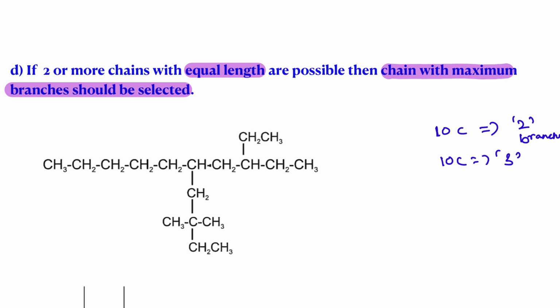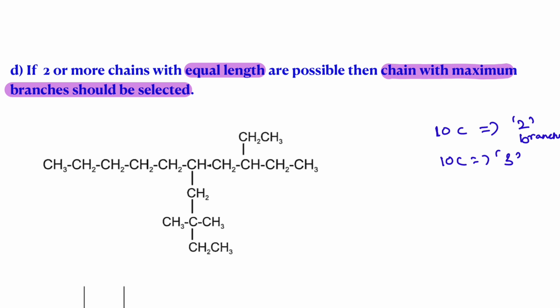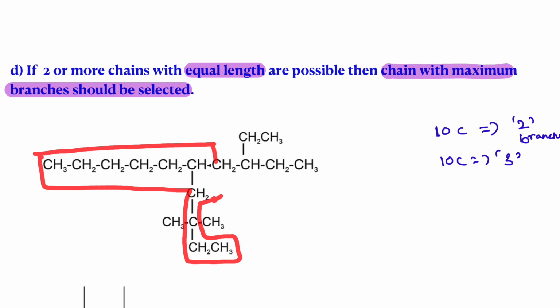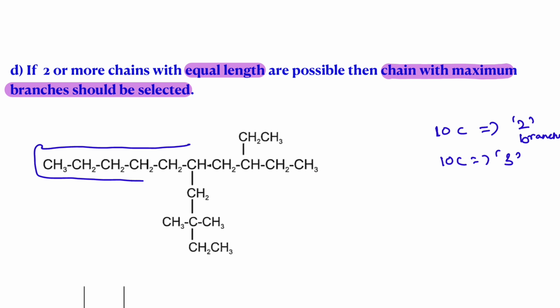If you take any other possibility, you may not get maximum number of carbon atoms, but still we have to check: 1, 2, 3, 4, 5, 6, 7, 8, 9 carbons. So this is a 10 carbon chain with the two branches we are getting. This is another 10 carbon chain, but here we have 1, 2, 3 branches. Therefore, the correct longest chain will be like this. This is the correct longest chain.